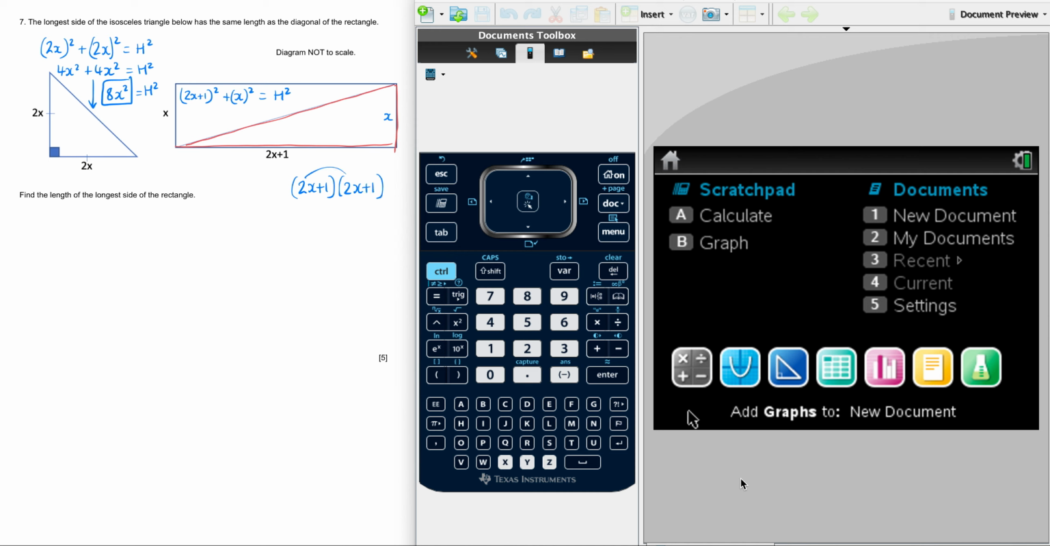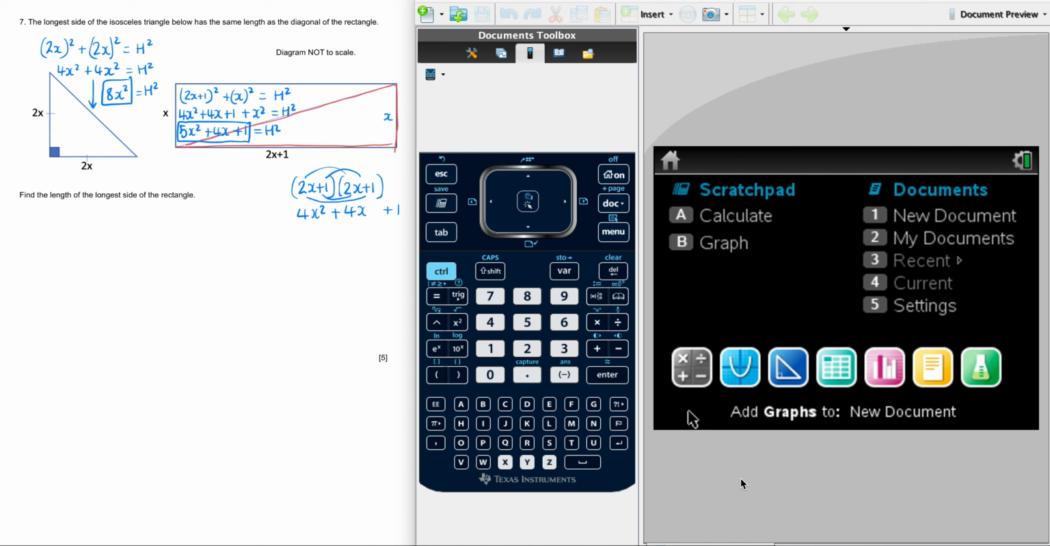So 2x plus 1 squared is 2x plus 1 times 2x plus 1. If I multiply that out, I've got 4x squared plus 1 at the end, and then plus 2x plus 2x, so that's plus 4x. That gives me, in the end, 4x squared plus 4x plus 1. So don't miss that middle term by just doing 4x squared plus 1. I've also got that other x squared, and that equals the hypotenuse squared. If I simplify this one, it's 5x squared plus 4x plus 1, and that is equal to the hypotenuse squared.